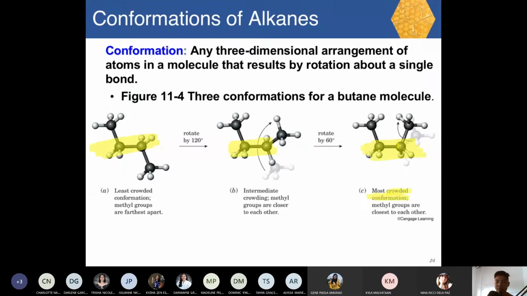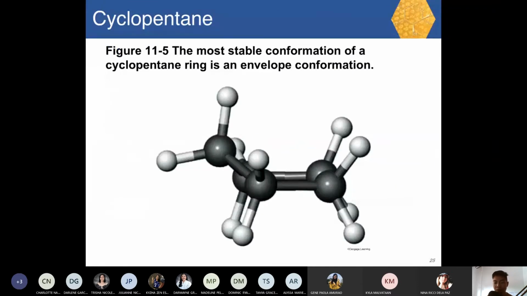Now, for your cyclic compounds, yung ating mga cyclic compounds, meron din silang conformation. Remember, your carbons want to be in a tetrahedral shape. So, as much as possible, your carbon atoms will arrange themselves accordingly to follow the tetrahedral geometry. So, this is the cyclopentane. Ito yung itsura niya. Para siyang aso. Ito yung paa. Kaso dalawa yung buntot ng aso na scary. Dalawang katawan ng aso tapos isa yung ulo.